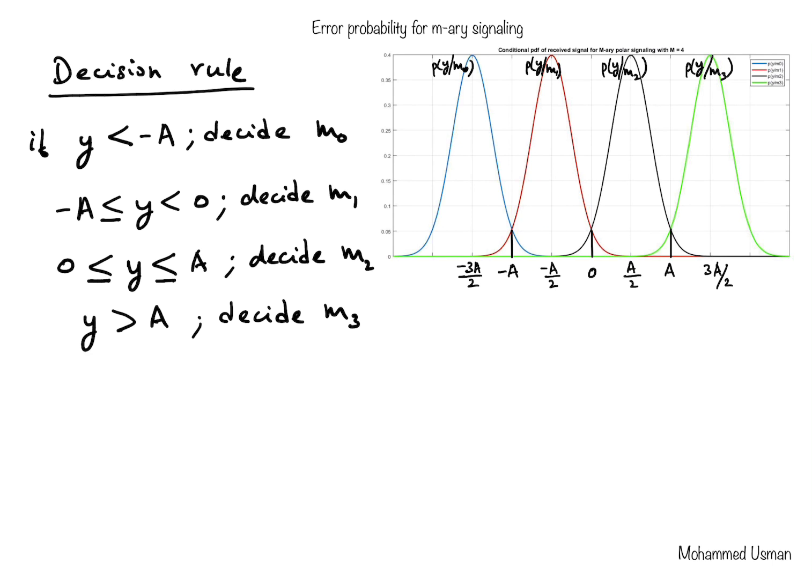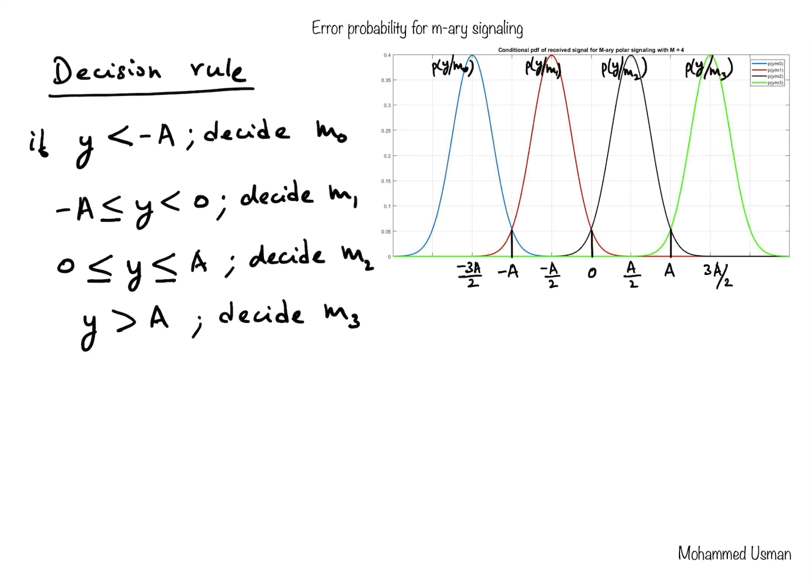So in this case I have given minus A in favor of M1, and 0 and plus A both I have given in favor of M2. And again you could have chosen either M1 or M2 for 0 as well.